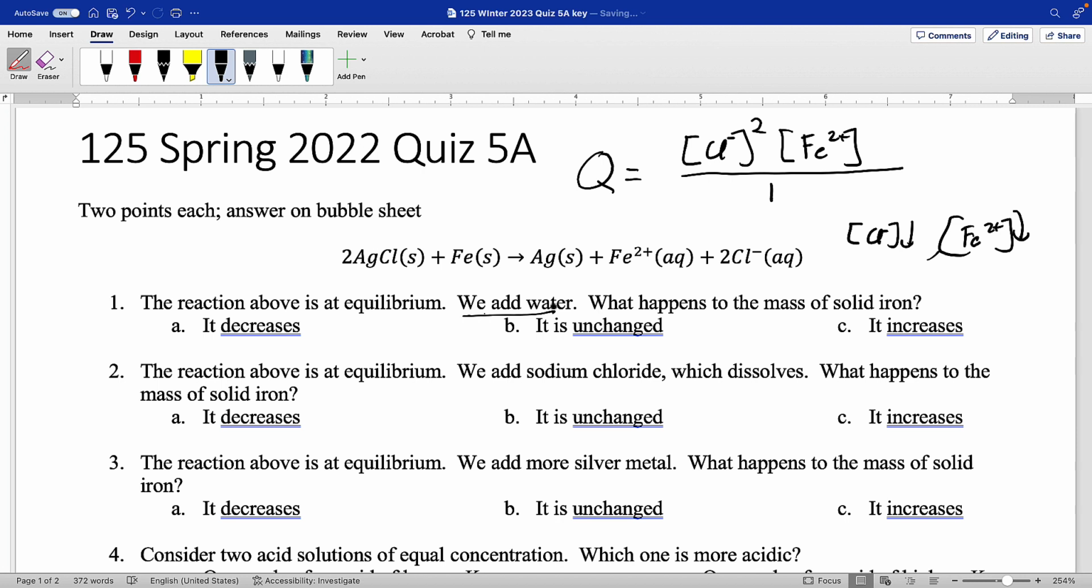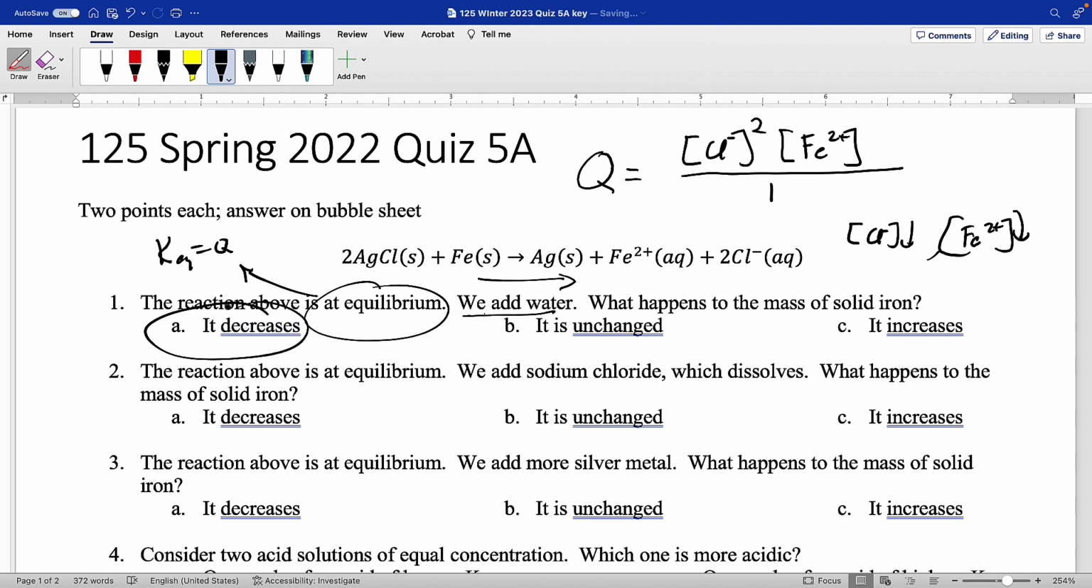So at equilibrium, we know K equilibrium is equal to Q. But we just made Q get smaller. So now K is bigger than Q. If K is bigger than Q, we know we have to react in the forward direction. So if we go in the forward direction, we're going to be eating up some of this solid iron, so it is going to decrease.